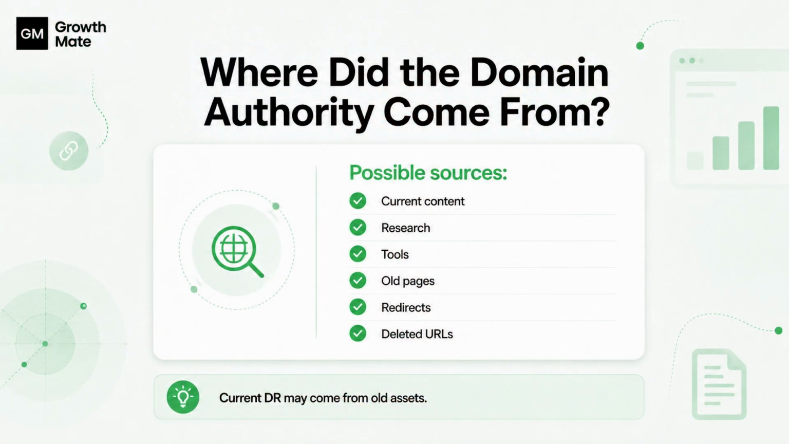To understand where a domain's backlink strength came from, we open top linked pages, sometimes called best by links. This report shows which URLs have attracted the most backlinks and referring domains. It may be the homepage, evergreen articles, research, free tools, alt content, redirects, or even deleted pages. If most referring domains point to current, topically relevant content, the source of the domain's backlink strength is clear. But if the DR depends on a few old URLs that no longer exist or on pages from a completely different topic, the overall score may not reflect the strength of the current content.